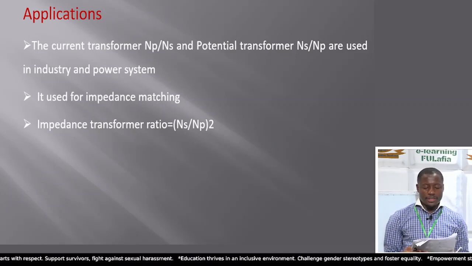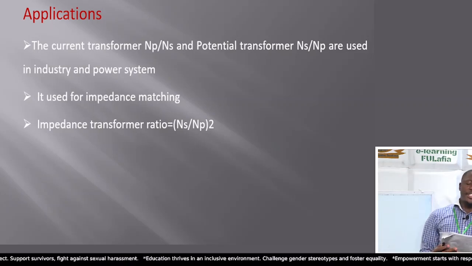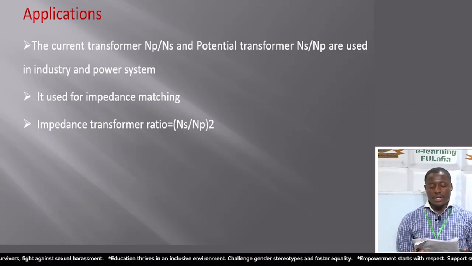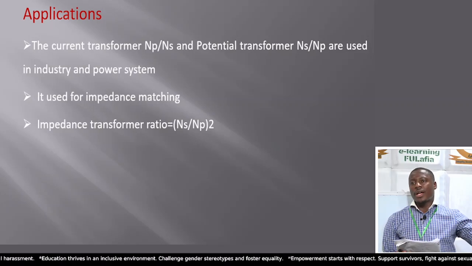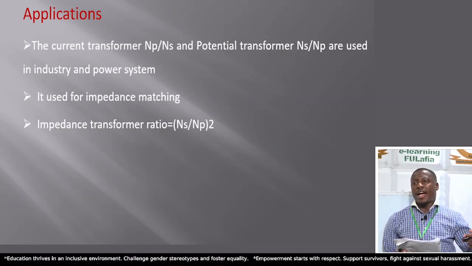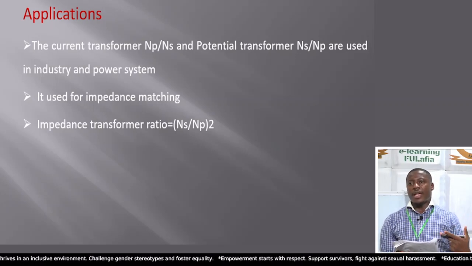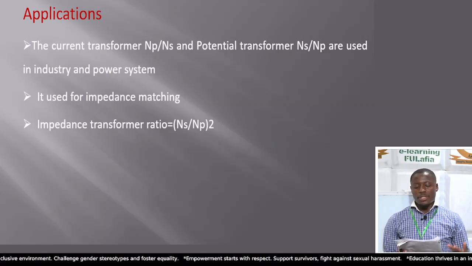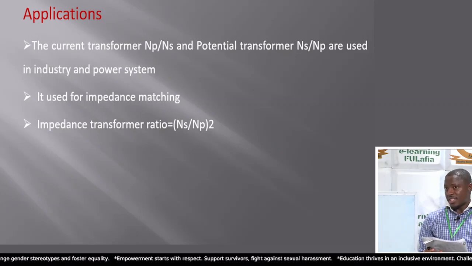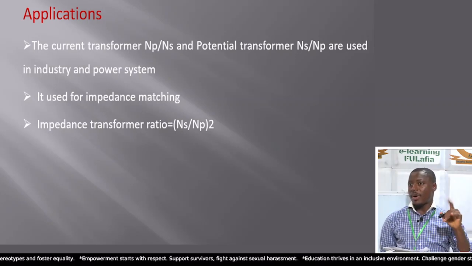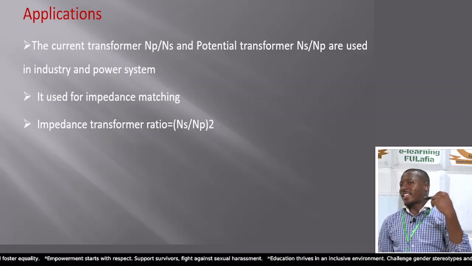Now, take note of this. At a power station, this is what happens. A step-up transformer is used. So, from the source where we generate our electricity at a power station, what they use there is a step-up transformer. The primary is connected to the source, because this is a step-up transformer. So, in a step-up transformer, the primary is always connected to the source.